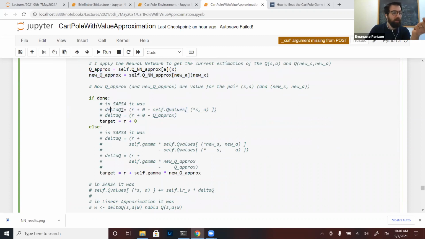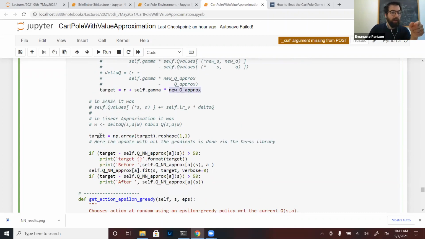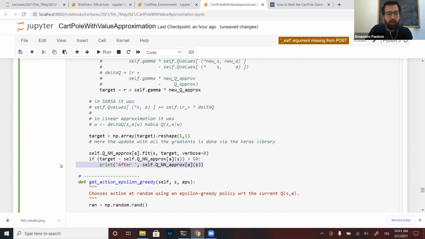Where I used to have the delta Q, so I was already doing the update in delta, now I want to give the target, okay? So the delta was R plus gamma Q new, which was the target, minus the value of Q. Actually, since it's already implicit in the construction of a neural network, which will try to go towards a target, instead of saying that the delta is this, I'm saying your target is R plus gamma multiplied by the new Q, okay? And then I take the target and I reshape it because again, this neural network requires a certain shape of the vectors.